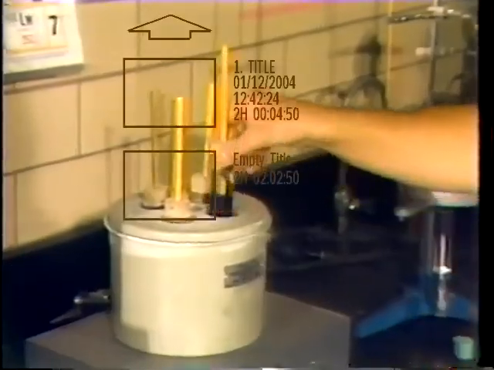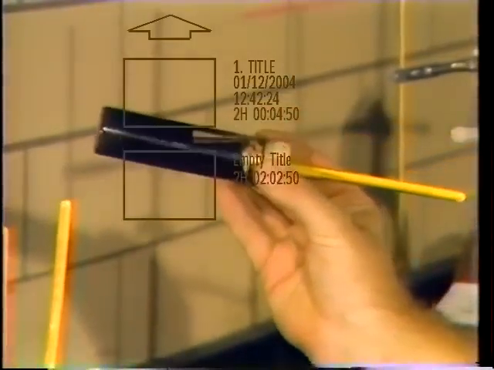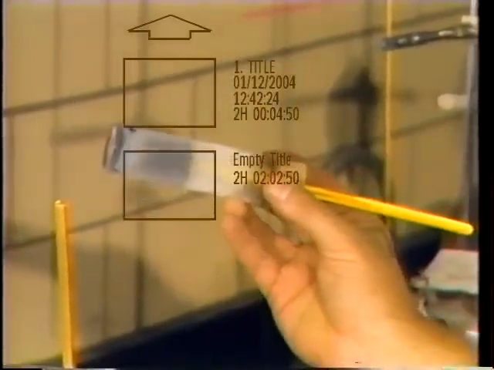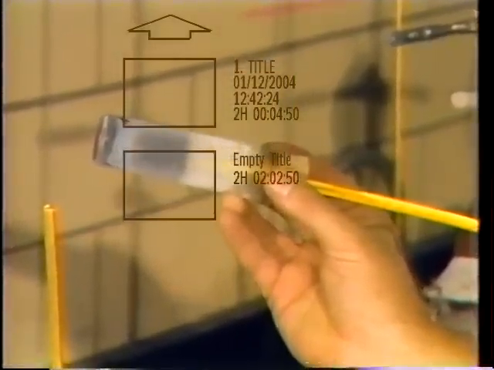A pour point is the lowest temperature at which a lubricant will pour. Below the pour point, a lubricant will have thickened too much to flow by gravity. The pour point is especially important in machinery that must run in cold weather. Viscosity, flash point, fire point, and pour point are four properties of lubricants.